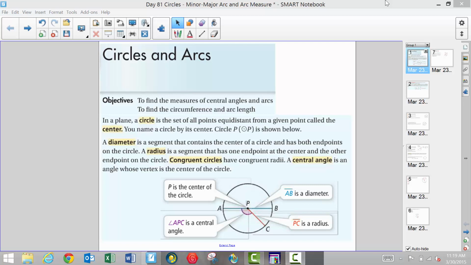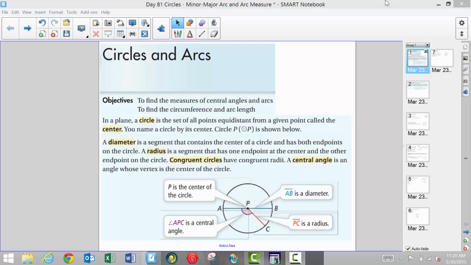A circle is the set of all points equidistant from a given point called the center. You can name a circle by its center, so circle P down below can be named circle P. A diameter of a circle contains the center and has both endpoints on the circle. A radius is a segment that has one endpoint on the circle and the other at the center. Congruent circles have congruent radii.